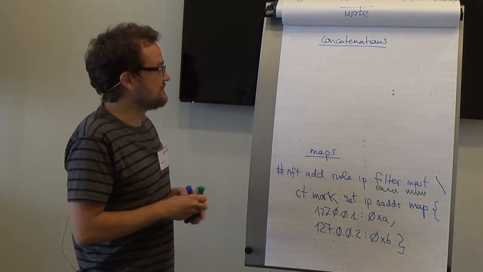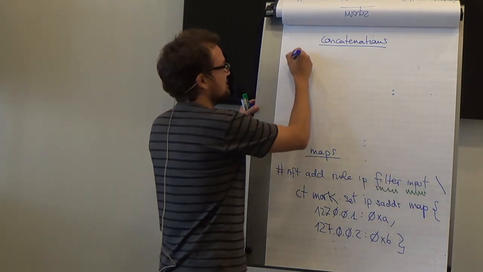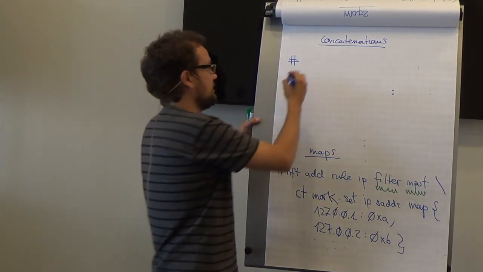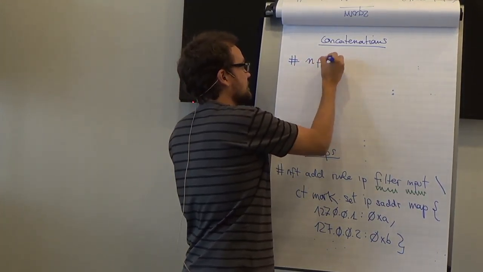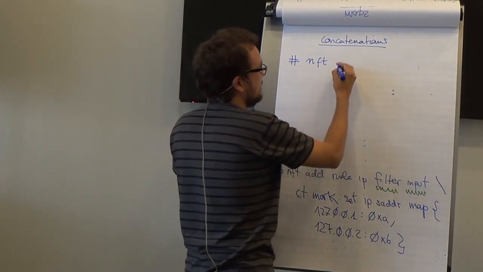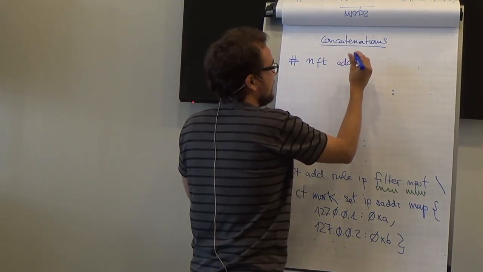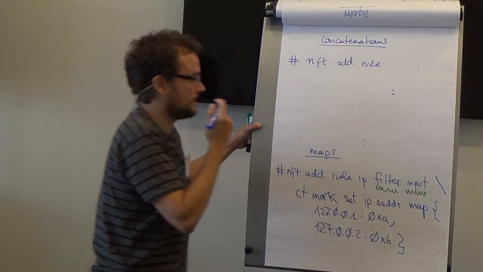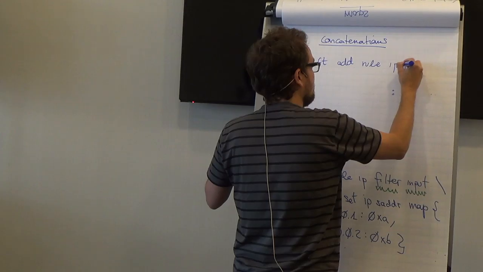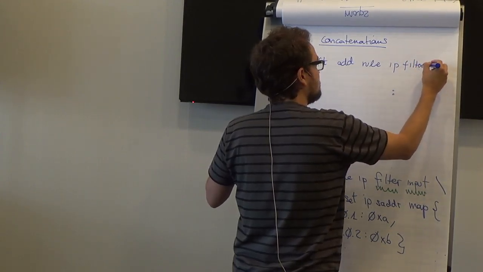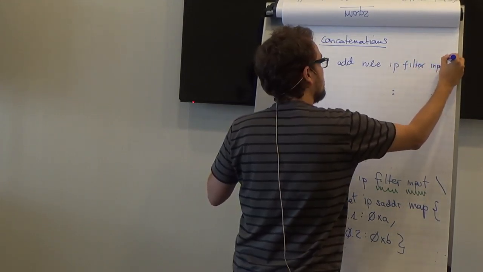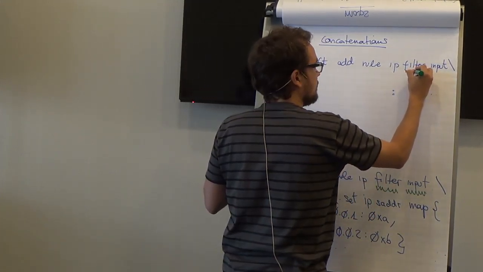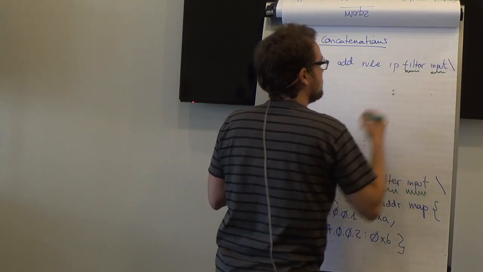So, concatenations. What can we do with this? This is basically nft add rule, and we indicate a family again, filter input. These are again names, no keywords, good.